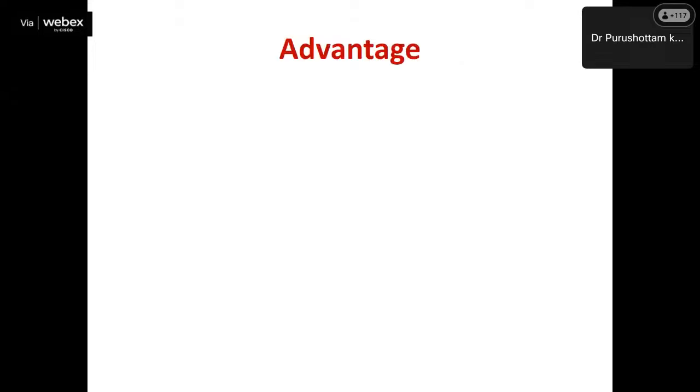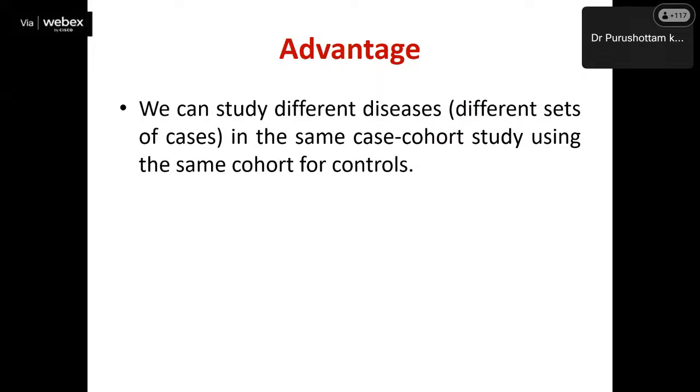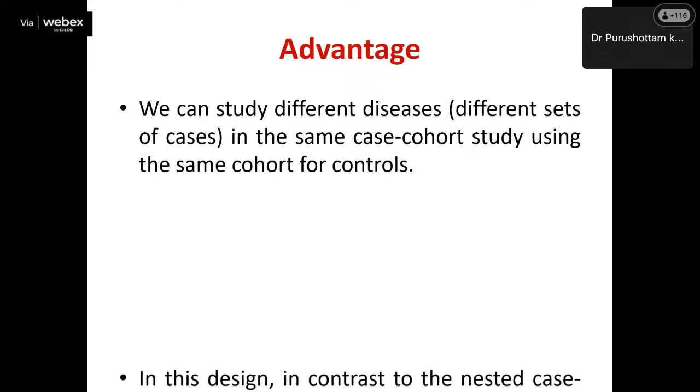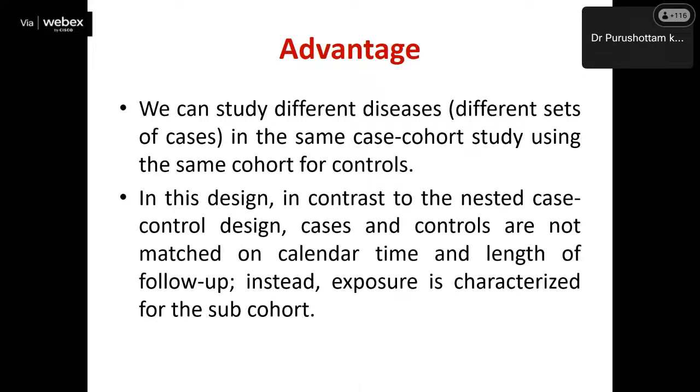So what is the advantage of a case cohort study? We can study different diseases, like a different set of cases, in the same case cohort study using the same cohort for the control. This is not the case for the case control study. In this design, in contrast to the nested case control design, cases and controls are not matched on calendar time and length of follow-up in a study. Instead, exposure is characterized for the sub cohort. In nested, we take controls at the same time, but here it is not like that.